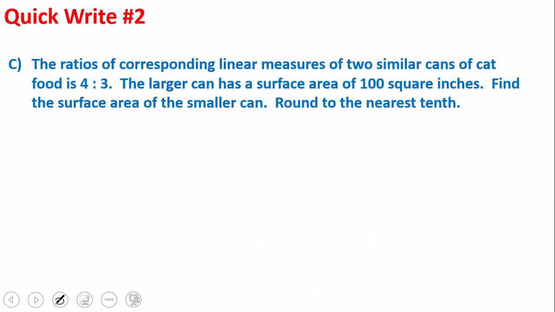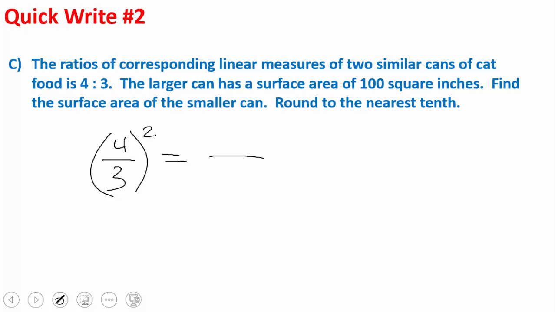So now it's up to you to do a quick write. And here we go. It says the ratio of the corresponding measures of two similar cans of cat food is 4:3. So I'm just going to help you out right now. You're making your template and you have your first ratio. You have the ratio of the corresponding linear dimensions being 4:3. And what do we have to do with those dimensions? That's right, we got to square it.